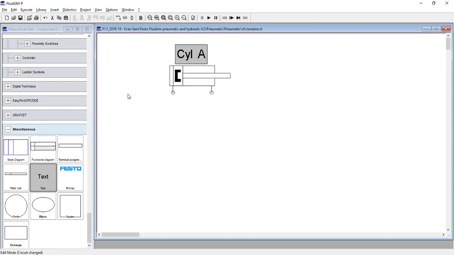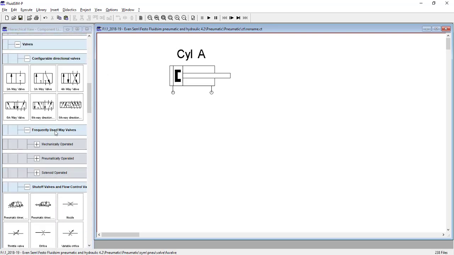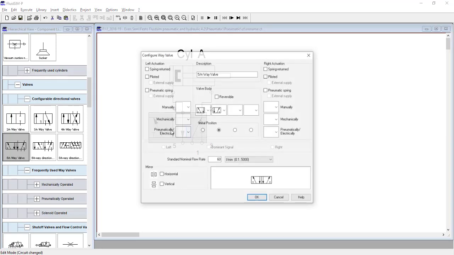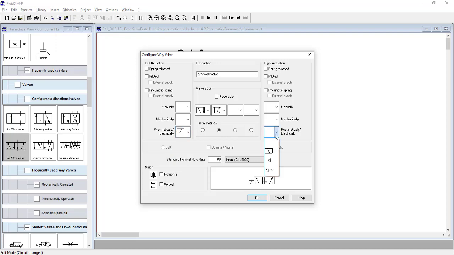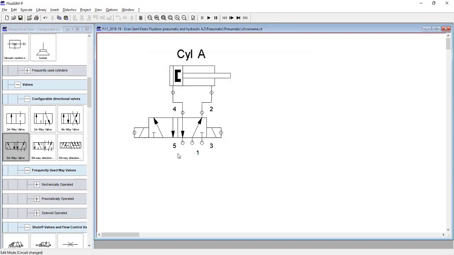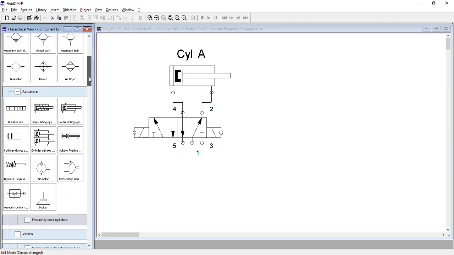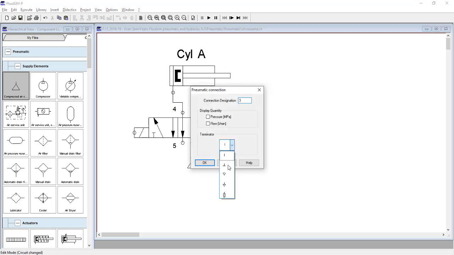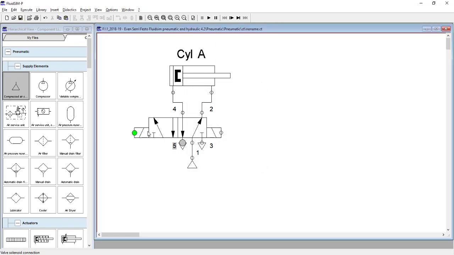To control cylinder A, what do we require? We require a 5/2 direction control valve. To control a double acting cylinder, we require a 5/2 direction control valve, right? Because this is an electro-pneumatic circuit, the actuation will be solenoid on both the sides. There will be a compressor, there will be an exhaust. Here is my compressor. Here is my exhaust. Right? Now there are solenoids.